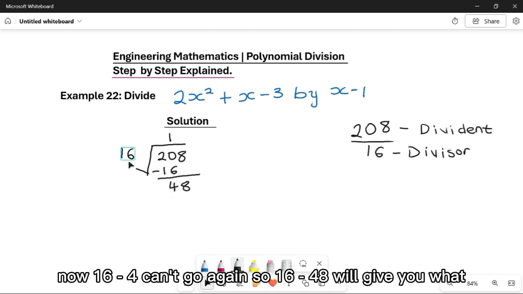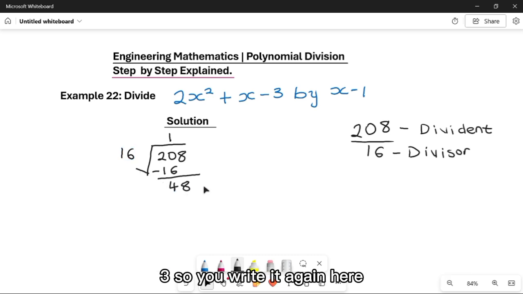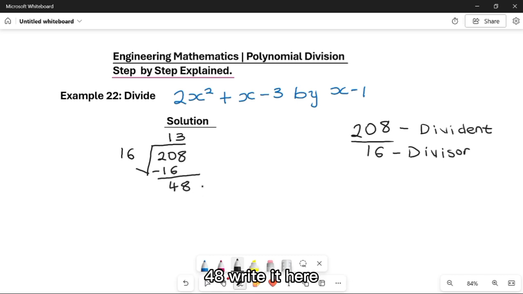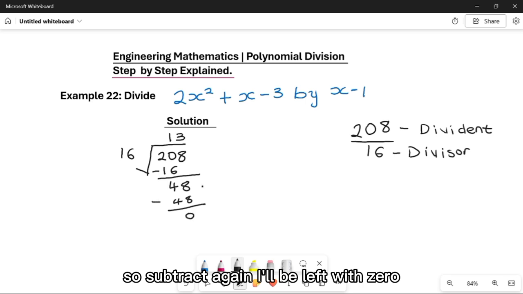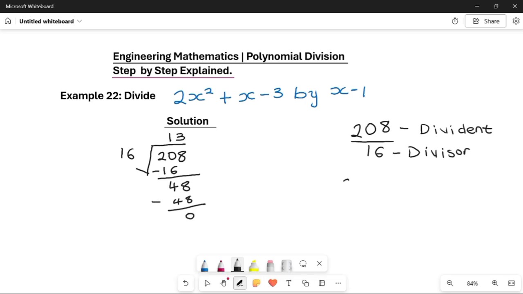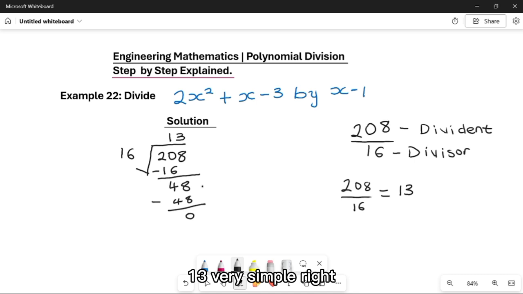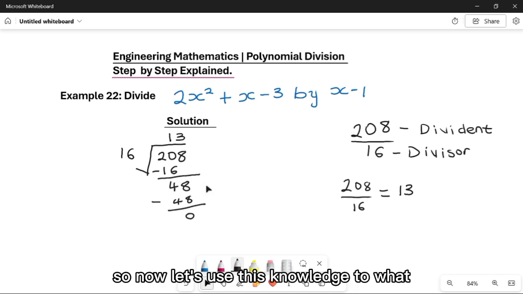So you'll be left with 48. Now 16 into 4 can't go again. So 16 into 48 will give you 3. So you write it again here. Then you have 16 times 3, which will give us 48. You write it here. Subtract again, I'll be left with 0. So we'll have that 208 over 16 is equal to 13. Very simple, right? So now let's use this knowledge to solve the question we have above.